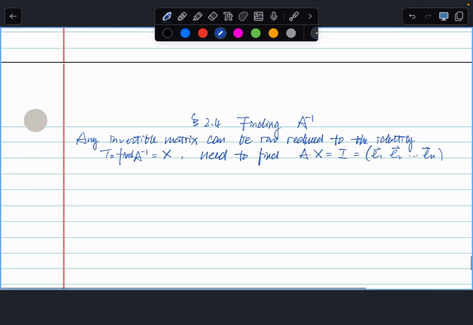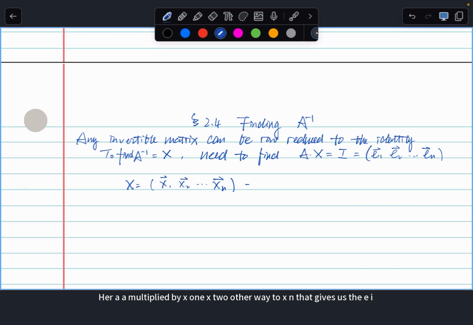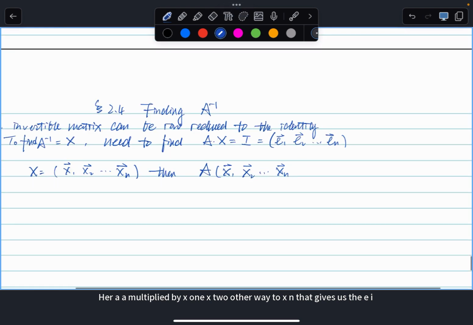So if we say X is a matrix where each column is named xi, then we're looking for A multiplied by x1, x2, all the way to xn. That gives us the ei.